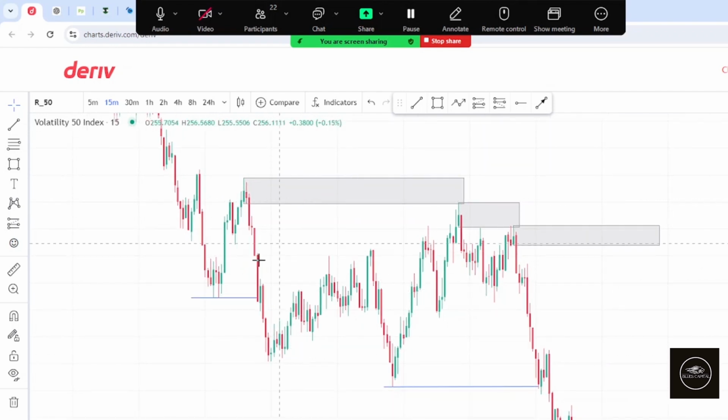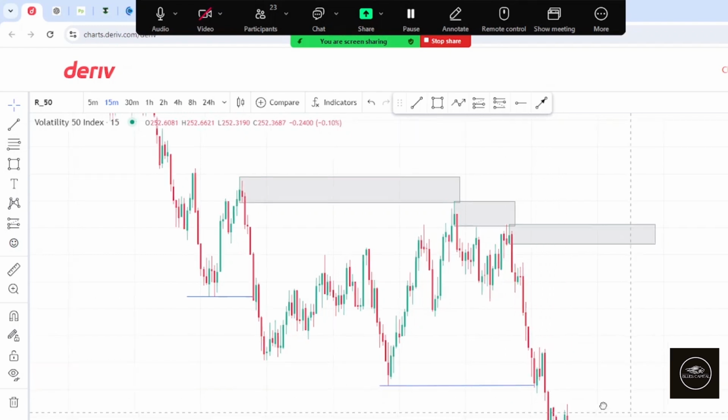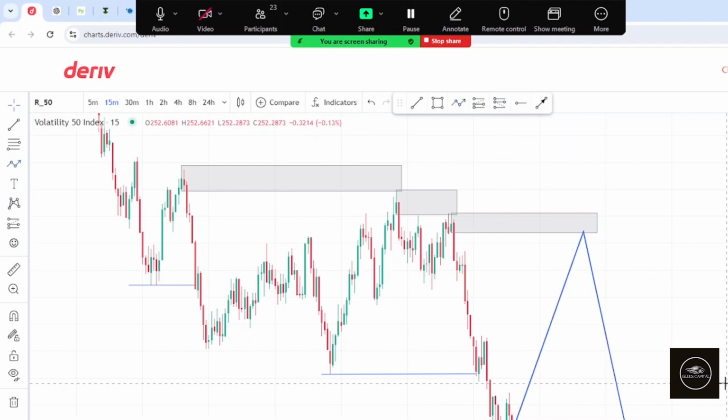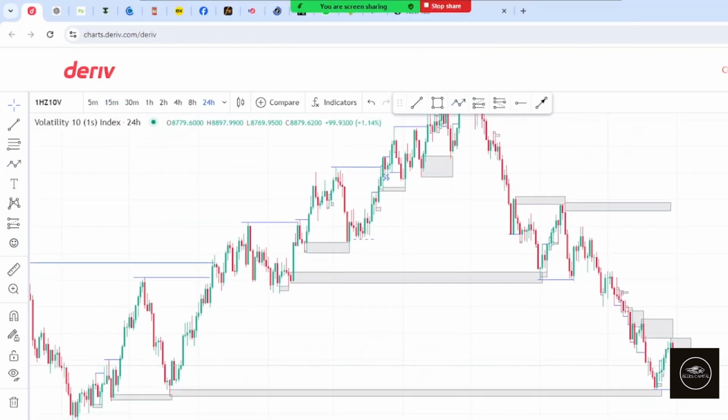So this is the break of structure, the retracement, the break of structure. This is the break of structure again. So we are now after the break of structure, that's the expansion. We anticipate a retracement, something like this. That's it. VIX 10 1x.